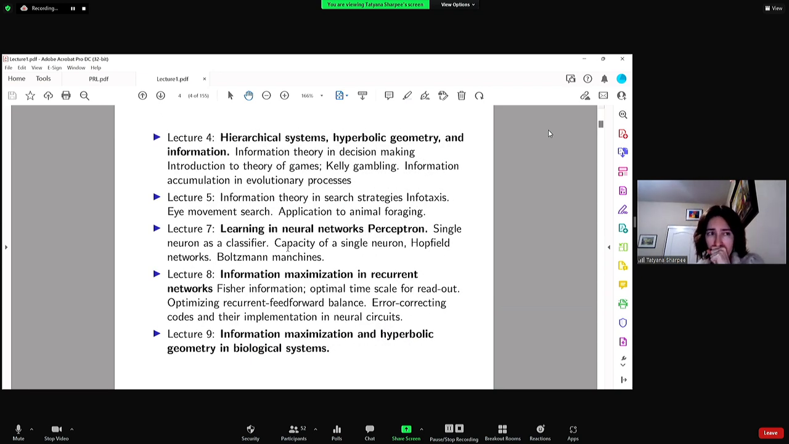And then the second half will be more about hyperbolic geometry. So we will explore the connection between hierarchical systems, hyperbolic geometry, and information. We will talk about information theory in decision making, also as it relates to hierarchical systems. We will talk about information theory in search. Some of that work was actually done at the ICTP. And then for the last few lectures, I was thinking we will talk about information maximization in recurrent networks. And there will be a final concluding lecture to tie it all together.